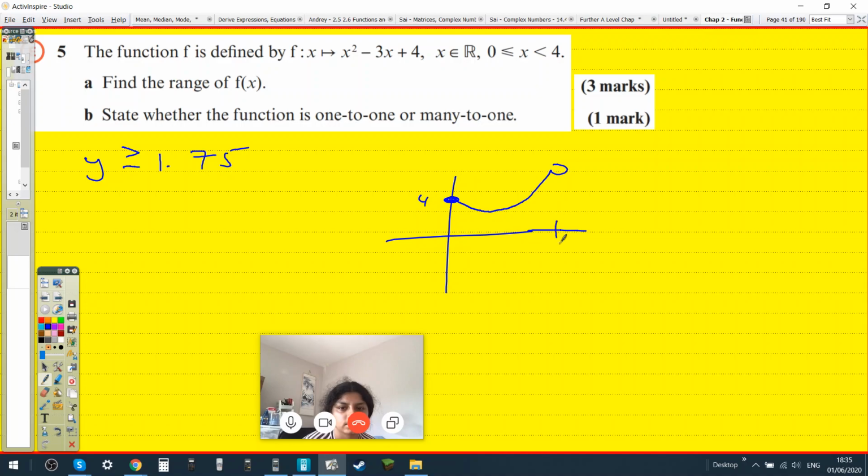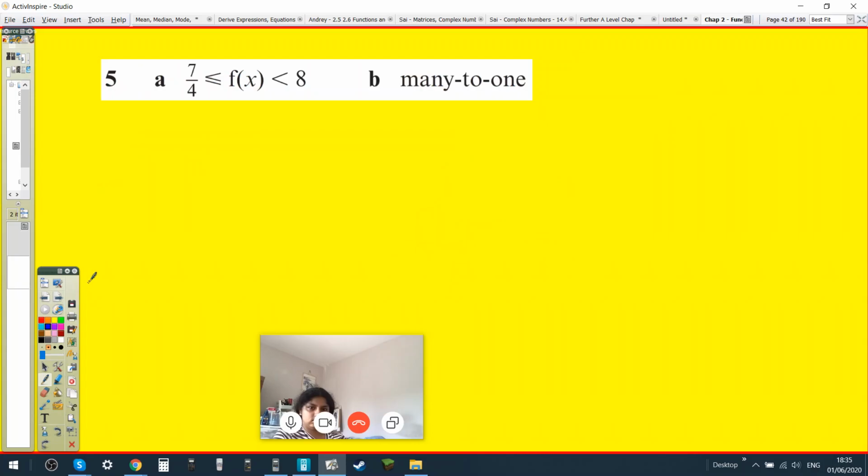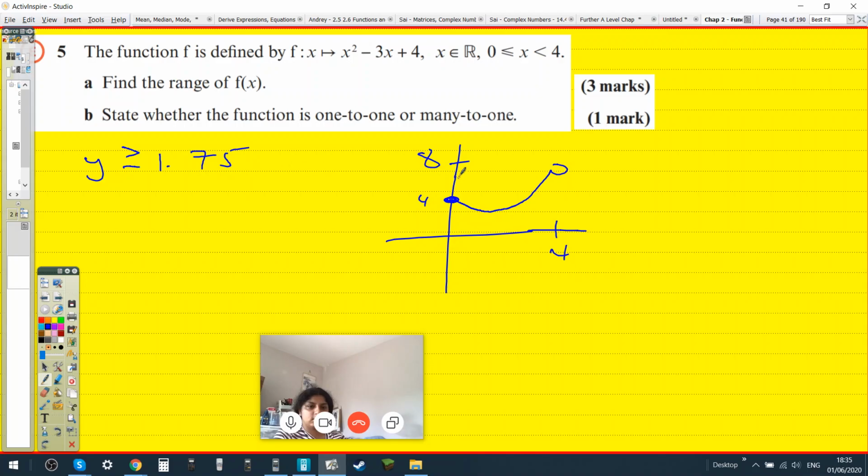And what's the x coordinate on the other one? Oh, sorry, the x is 4. What's the y? 8. Hang on, because there's a stop point, isn't there? Oh, okay. So you have to include that. So the y isn't just greater than 1.75. It's also less than 8. So it's in between those two.